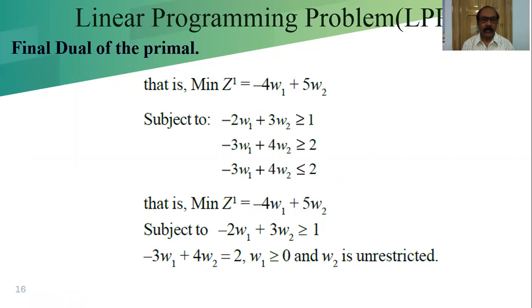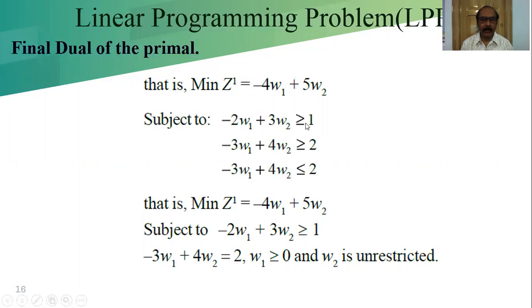So in this case, we can write here also W2 is unrestricted in sign and W2 is greater than or equal to 1. Now see, if we combine this, what we will get? Left-hand side is the same. One is greater than or equal to 2, another is less than or equal to 2. So combining these two, we will get an equation.